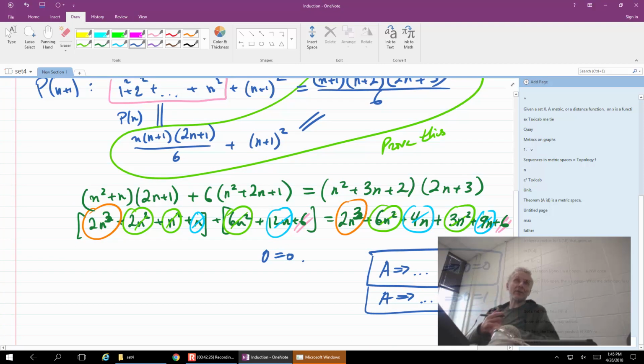That's the proof by contradiction. You start with the statement A, and then you arrive to a statement which is known to be wrong, that proves that A is wrong. Okay, that's proof by contradiction.